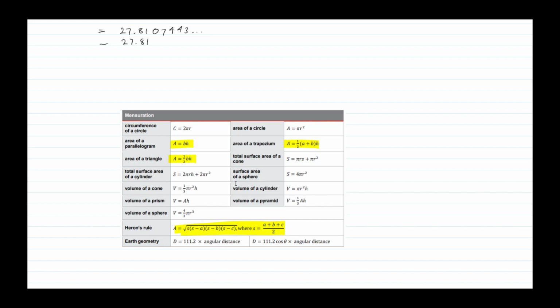So that's good news. In our next video, we're going to talk about the circle formulas, and that will cover us off on all the area and perimeter.